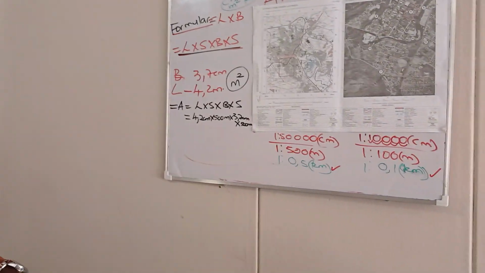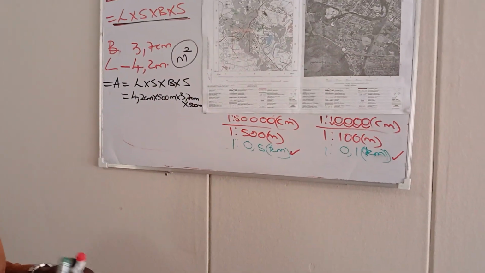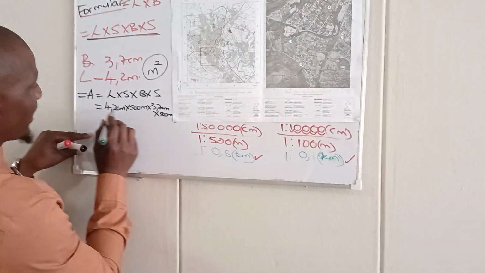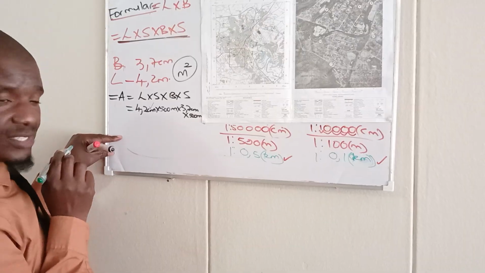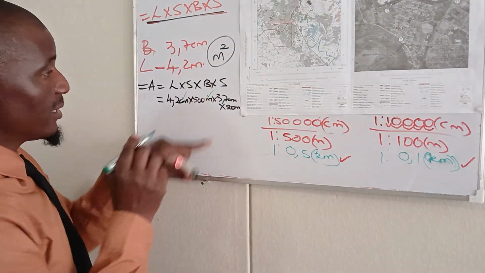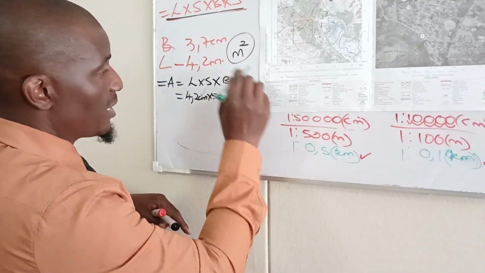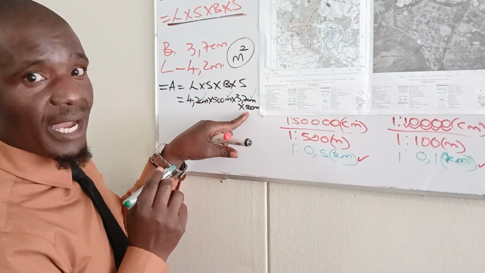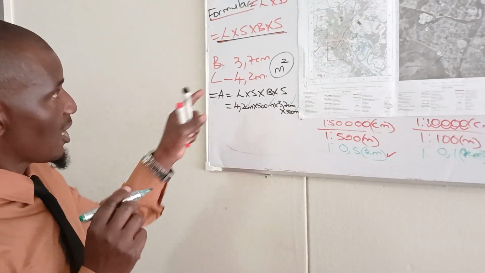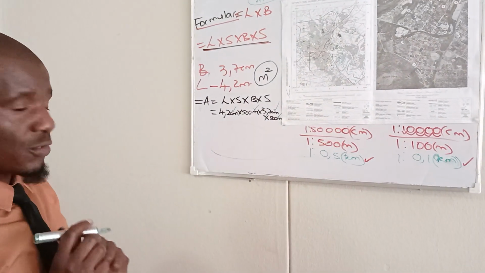So I want you to take note of something. The first thing, make sure that the units of measurement are there. As you can see, this is my length. The unit of measurement is there. This is my scale. The unit of measurement is there. This is my breadth. The unit of measurement is there. This is my scale. The unit of measurement is there. It is very important that when you're calculating your area, you include the unit of measurement.